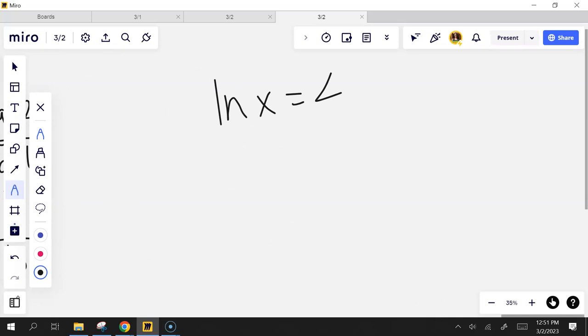Write that in exponential form. What is... Oh! You failed. No, I'm just kidding. Yes.